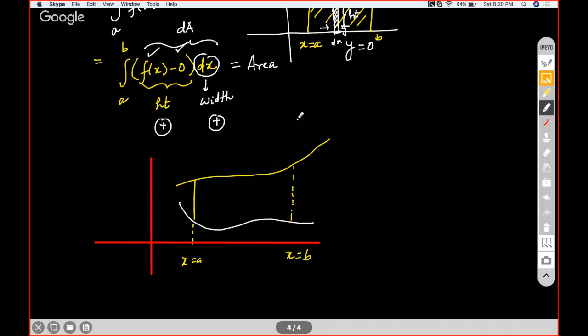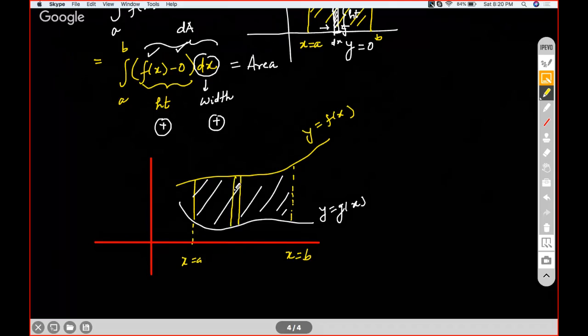Let me name the curve as y is equal to f of x and the other one as y is equal to g of x. And I want to find out this area. The approach is very much similar to what I explained over here. I take a thin rectangular strip like this.